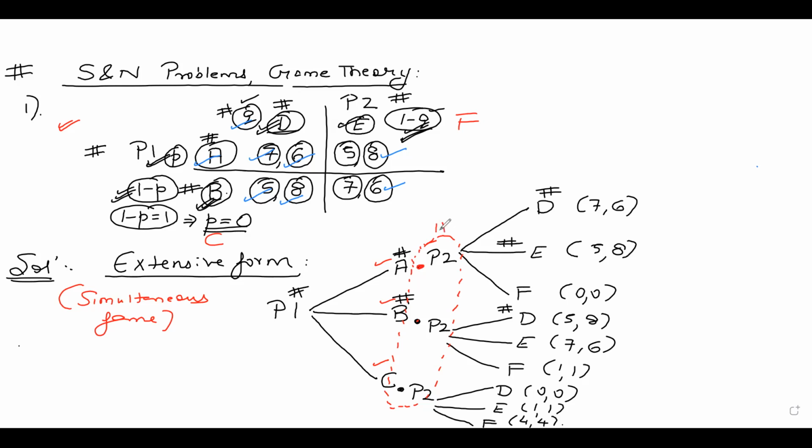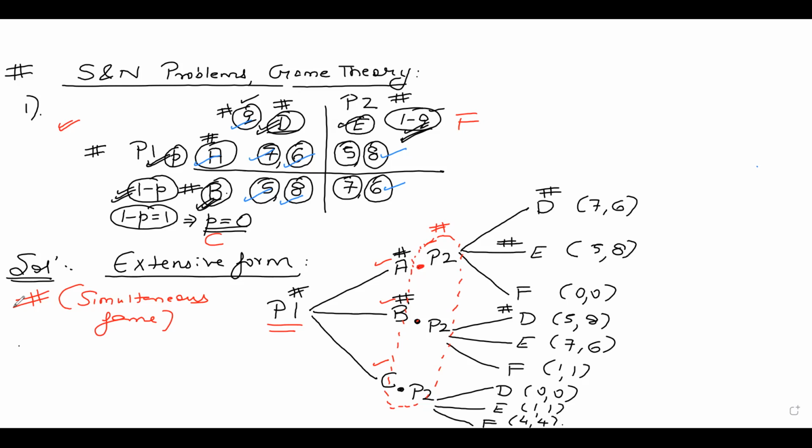I am again revising. The reason I have drawn a dotted circle around the decision nodes of player 2 is because player 2 does not know what player 1 has played, because the game is simultaneous. This is not a sequential game. If it was, everything else would remain the same, but I would not have drawn this dotted red line connecting the decision nodes of player 2. The moment I draw it, it simply means that it's a simultaneous game. When player 1 plays a strategy, player 2 does not know that.